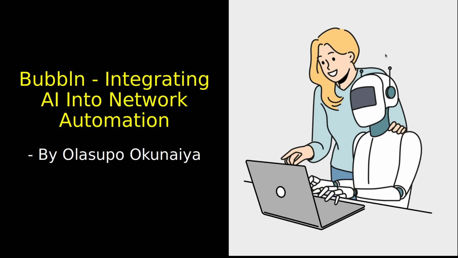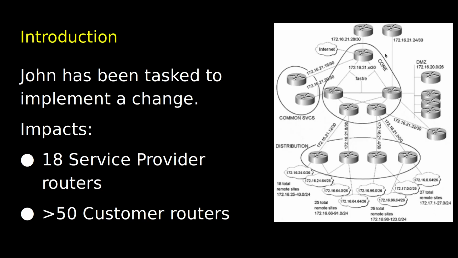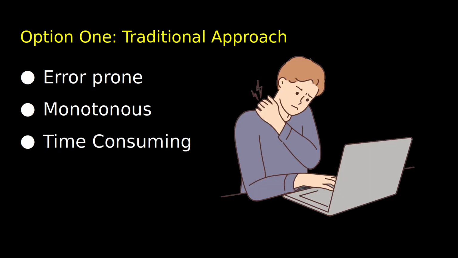This presentation is about Bubbln, a tool that integrates AI into network automation. Imagine John is given the task to implement a change on this very large network that contains about 18 service provider routers and 50 customer routers. That's a very large one. Now, John has two options.